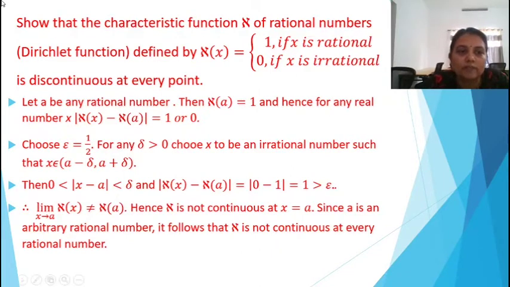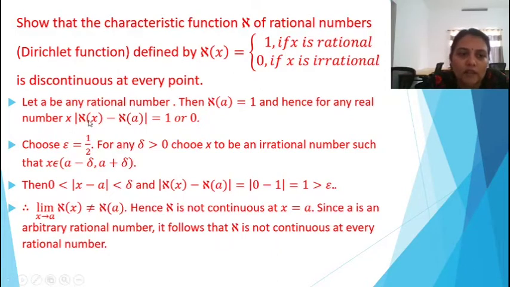That's the procedure. So let a be any rational number. So first we took the rational number. Then chi of a equal to 1, since if x is rational, the value of the function is 1. And hence for any real number x, modulus of chi of x minus chi of a should be equal to 1 or 0.